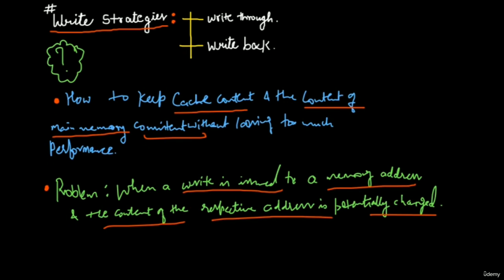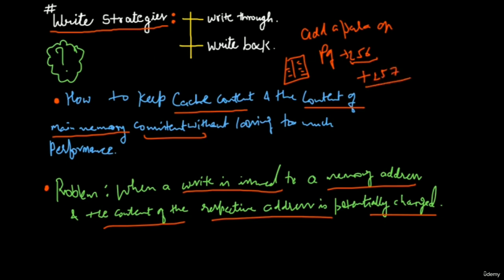Like when you add a paragraph on page 256, just like in a general book. Let's imagine your book is there and you're writing something on page number 256. You added a paragraph, and because of that addition, content goes to page 257. So now the address needs to be changed again. That is the whole problem. So we have to look at how we can solve it through write through and write back. Let's see how we are able to solve this.